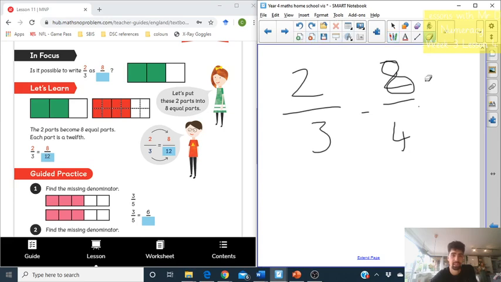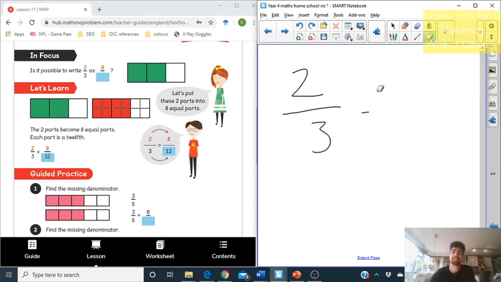Again, if you're not sure, go back to the fraction wall, make a strip of thirds, or make a strip of eighths, or there's a picture there that you can make. You could draw it, or you could make it out of paper. Make sure you try and keep your parts as equal as possible, though. Here they've got their 2/3 and they split their thirds even more.